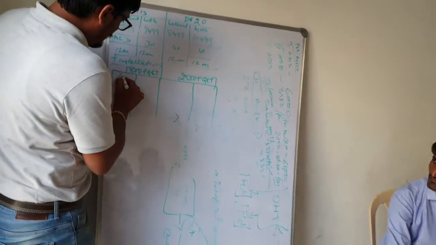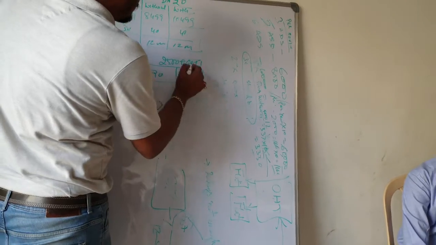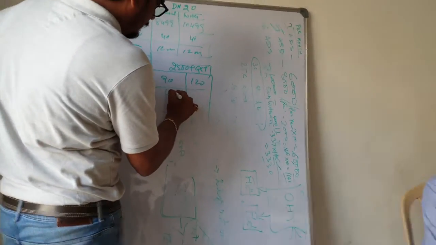So there are 4 plans: 45, 60, 90, and 120. This is with valve plans where you can shut down.